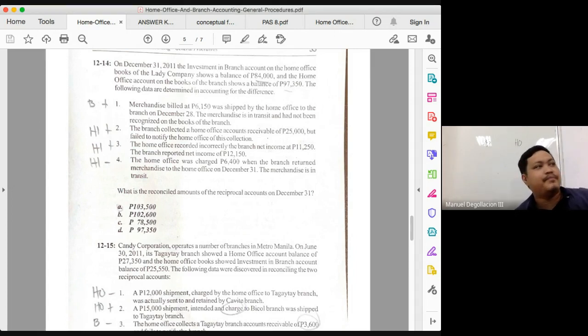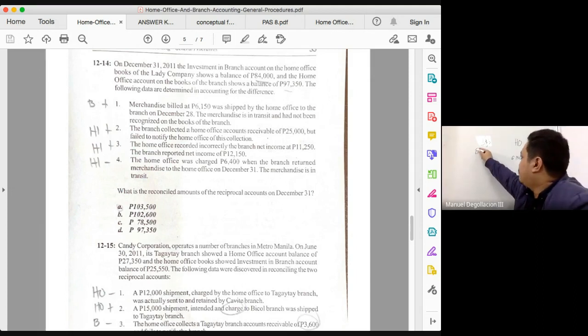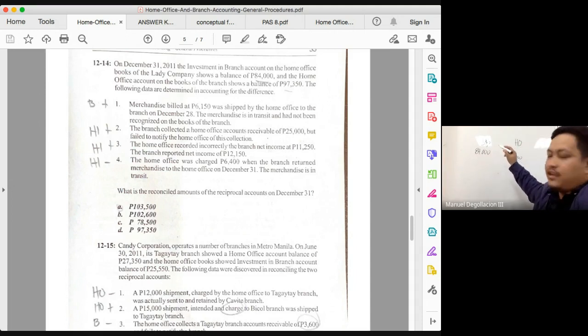By the way, what is the effect of that entry on your home office account? It would increase. But since that entry was not prepared, the 97,350 given in the problem does not reflect yet the additional investment by the home office in the amount of 6,150. So to correct that, we should increase the home office account by 6,150. Plus, in your table, you begin with the unadjusted balances. The unadjusted balance of your investment in branch is 84,000, while for your home office account, it's 97,350.